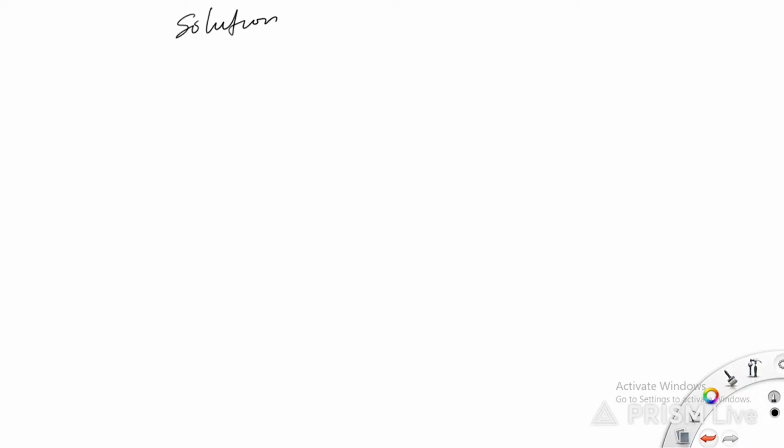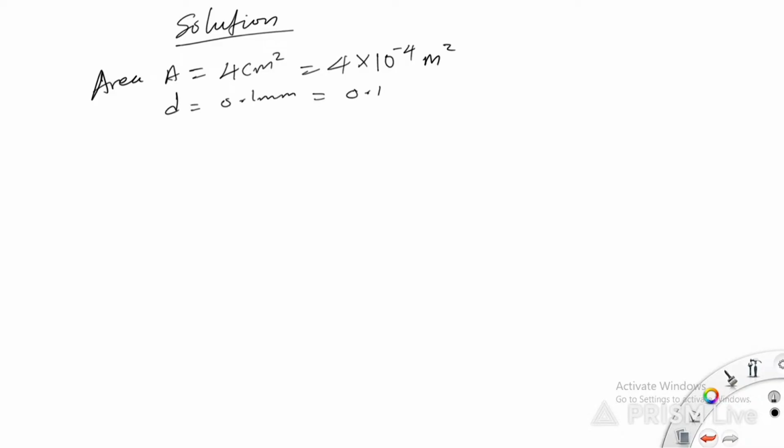Solution. Area A is equal to 4 centimeters squared, which is equal to 4 times 10 raised to the power minus 4 meter squared. And remember the dielectric was 0.1 millimeter, the same thing as 0.1 times 10 raised to the power minus 3 meter, and our constant is 8.85 times 10 raised to the power minus 12 farads per meter. And then lastly our ER is 100.